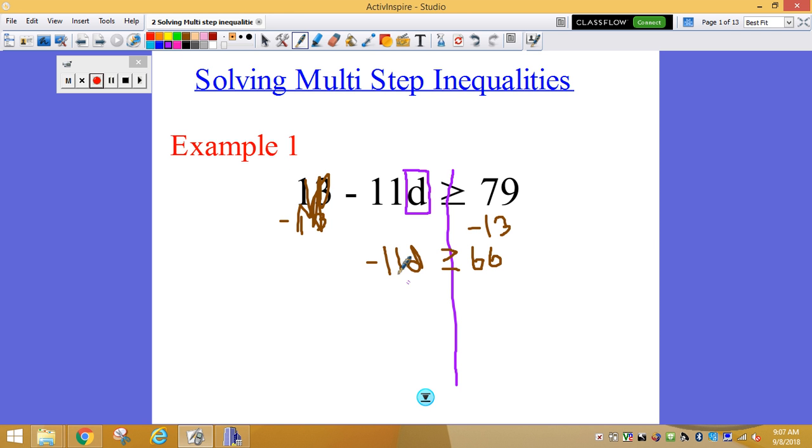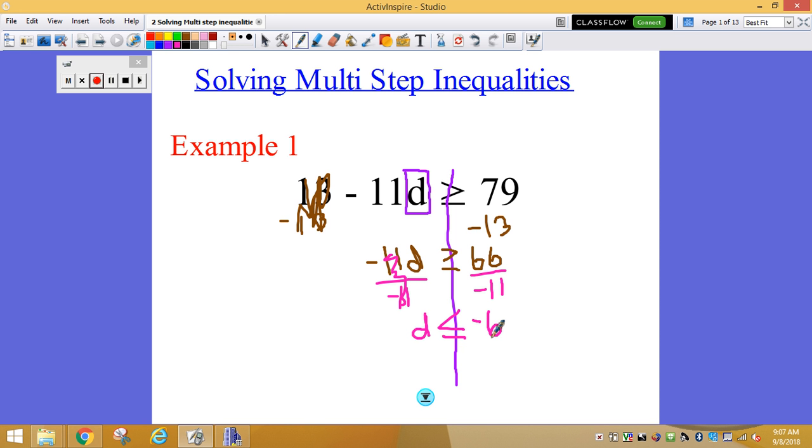Now, I need to move this negative 11, and the opposite of multiplying is dividing. So we're going to divide by negative 11. Now, hopefully you remember from the last video you watched that when you divide by a negative, which we're doing here, we're dividing by negative 11, you have to flip your inequality. And 66 divided by negative 11 is negative 6.